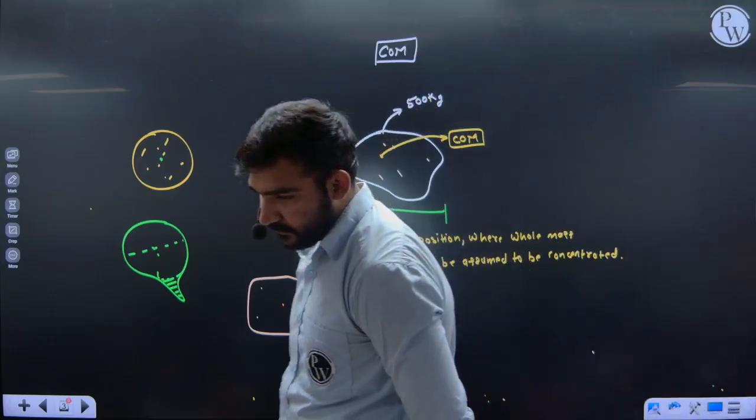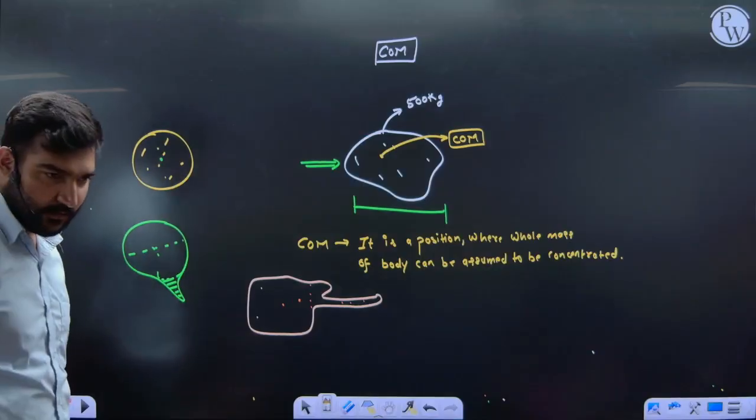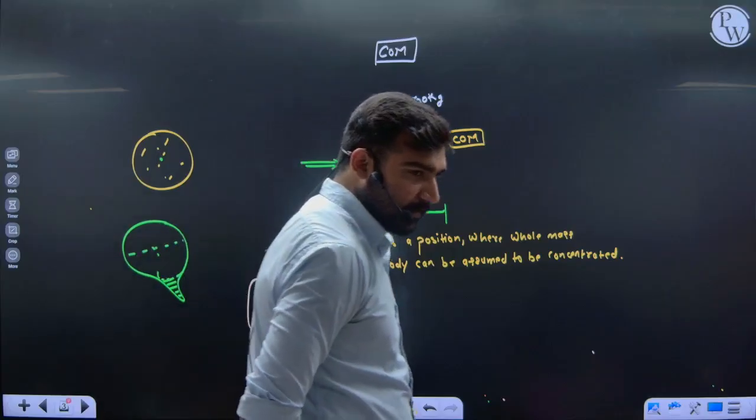Next line. It can be a real or imaginary point.